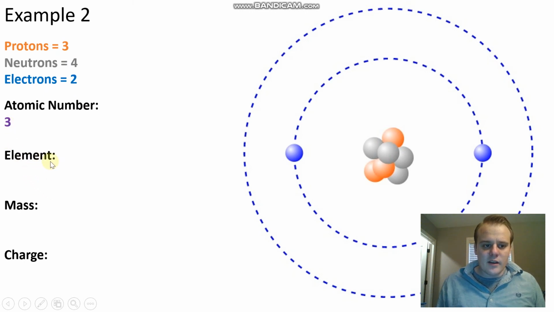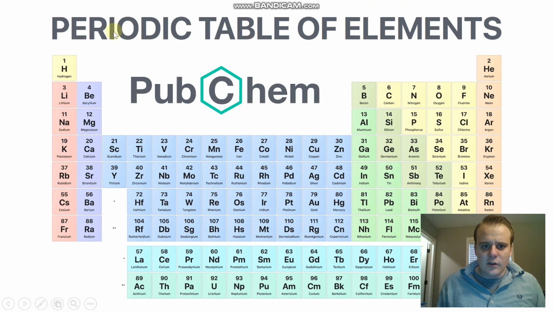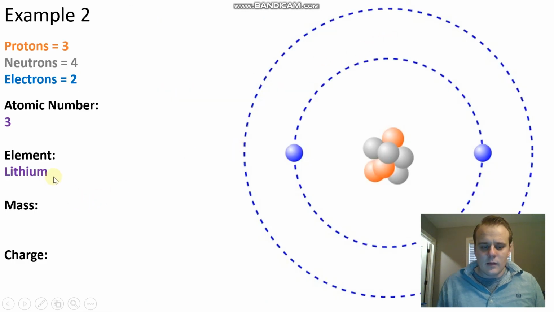To figure out what element it is, we're going to need to take that 3 and find it on the periodic table. So if I look at the periodic table, I'm looking for the element above here with atomic number 3. So that would be lithium. Mass, that's just your number of protons plus your number of neutrons, so 3 plus 4. That should get us to an atomic mass of 7.